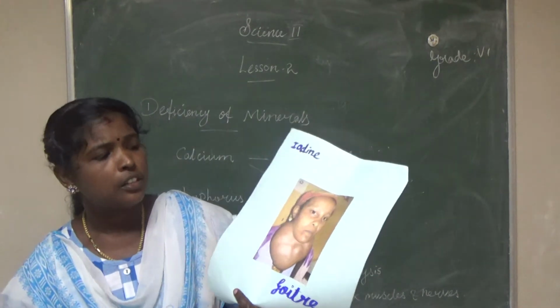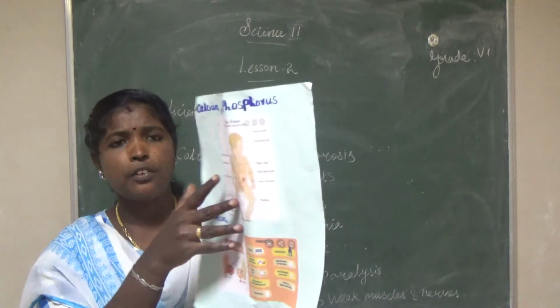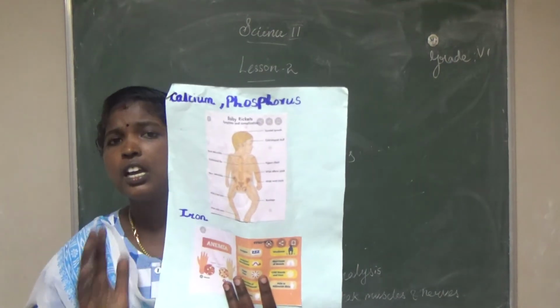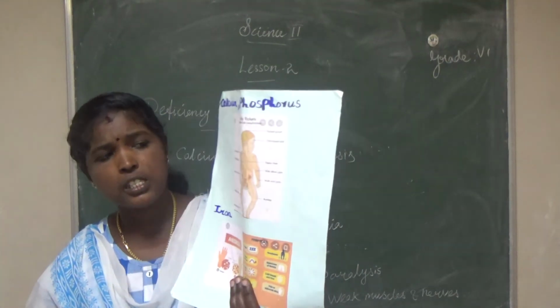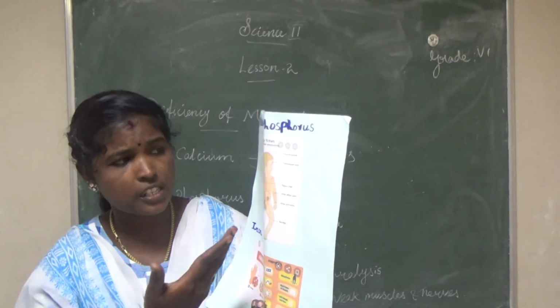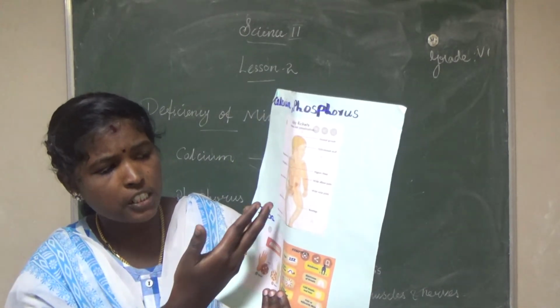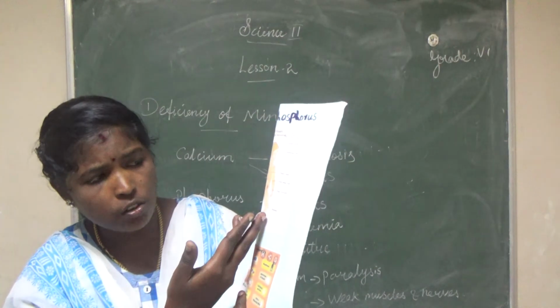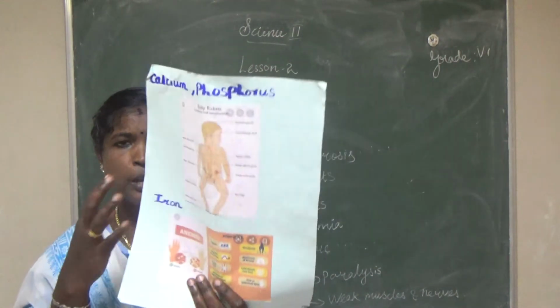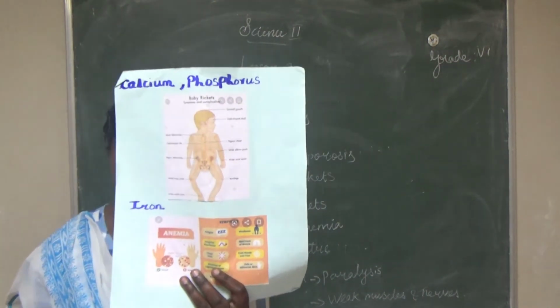Lack of phosphorus in our diet leads to which disease? Rickets. What are the symptoms of rickets? Pigeon-like chest, wide joints or ankle joints, bow legs. These are some of the symptoms of rickets.